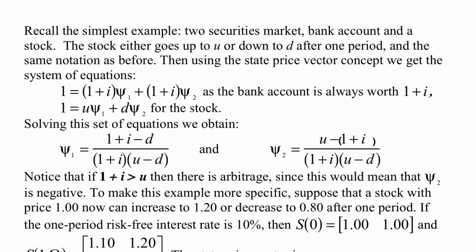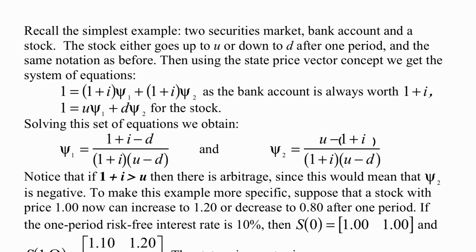And psi 1 is (1 plus I minus D) over (1 plus I) times (U minus D). It would be nicer if I had put 1 plus I in parentheses. And psi 2 is (U minus (1 plus I)) over (1 plus I) times (U minus D). The parentheses don't look very good, but they are there.